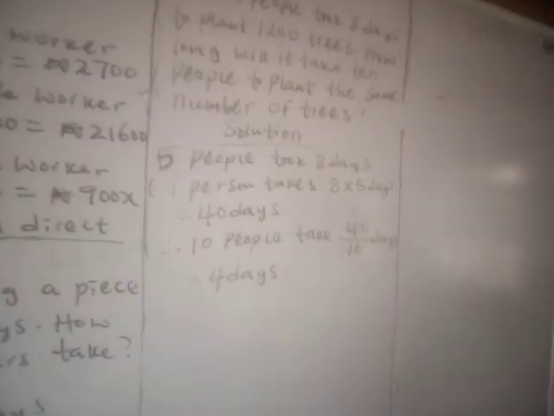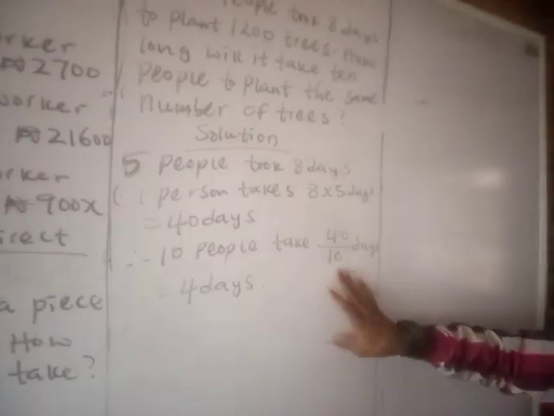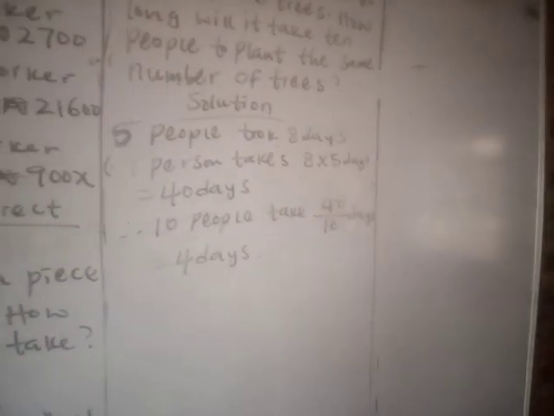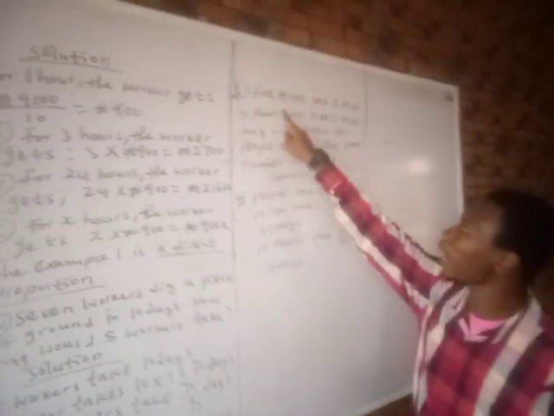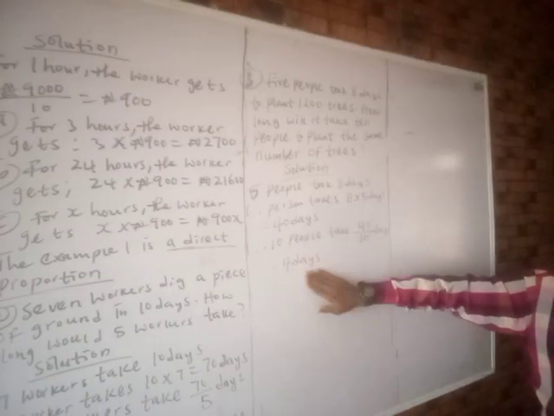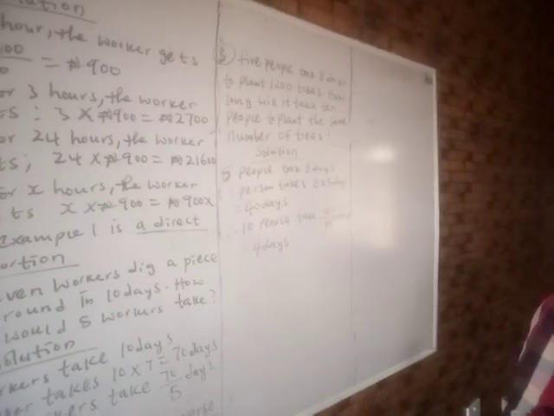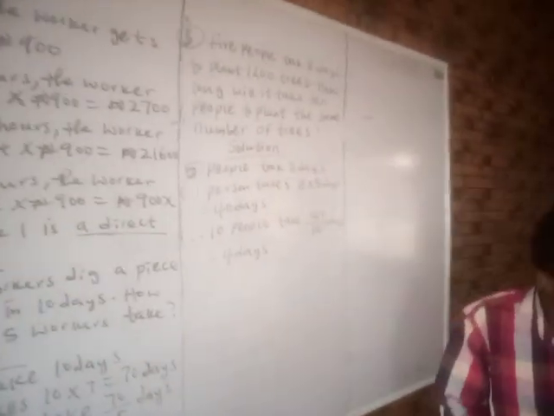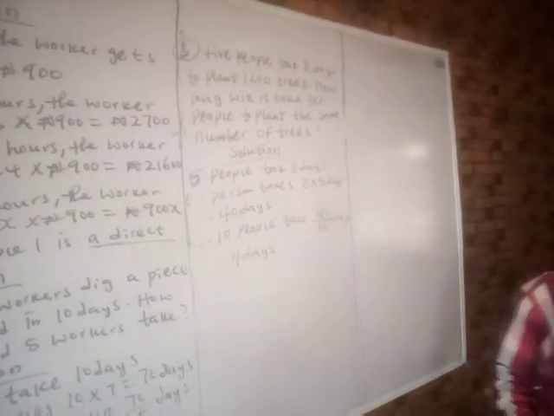Then now, how do we get the one for 10 people? For 10 people, it will be very easy to get it. And how will you get it? You say 40 divided by 10. And 40 divided by 10 is 4 days. Now, what does this example show? It shows that as the number of workers or the number of people increases, the number of days that they have to do that work also reduces. The number of workers increases. What about the days? The days reduce, or decrease, it is the same thing.